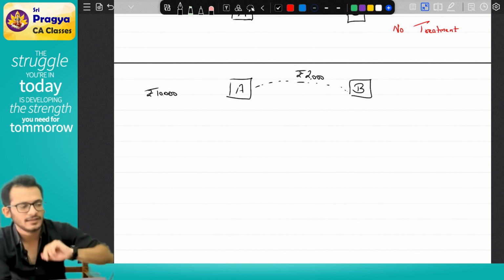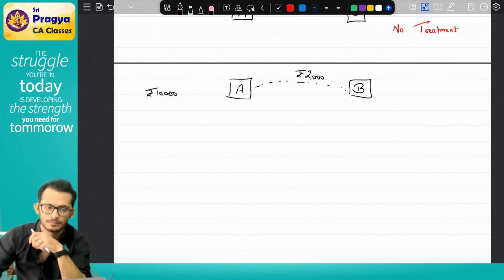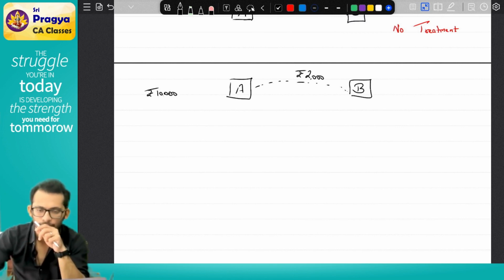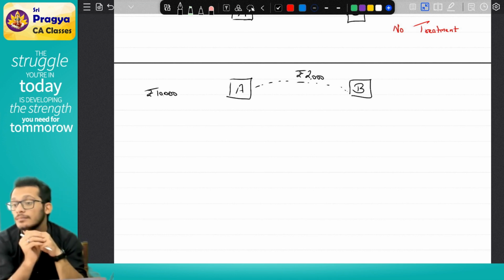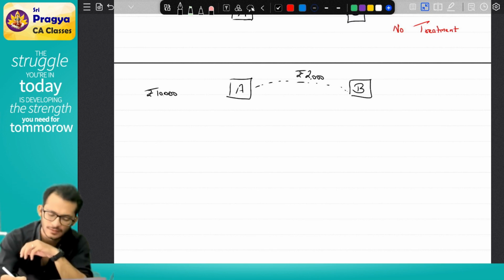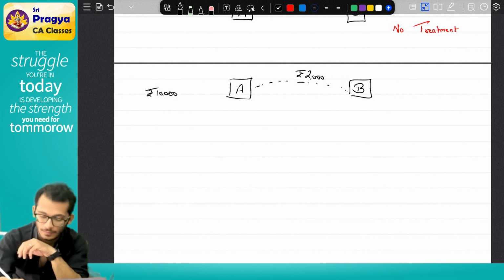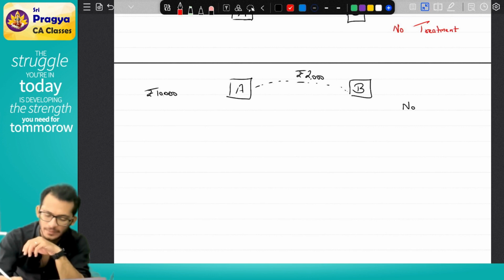So now the question is, in the case of A, do you have a problem, or don't you have a problem? Can the assessing officer add 8,000? Answer is no. Vitania picked it up properly.